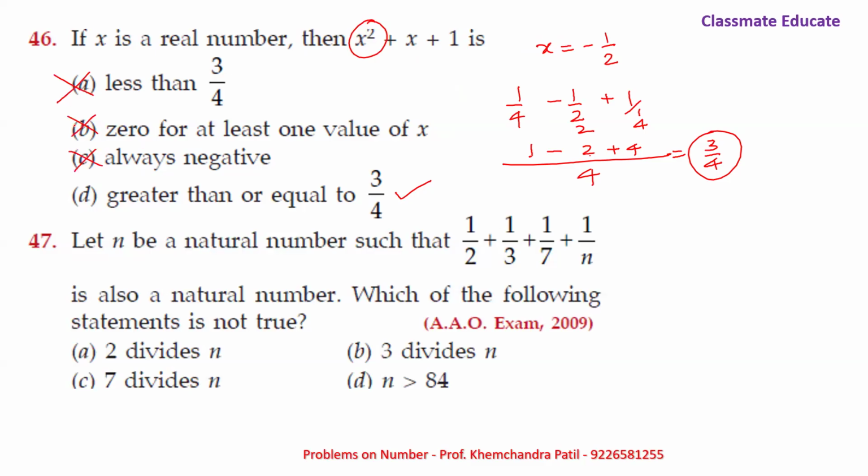So sometimes you have to play with the options. If n is a natural number, then 1 by 2 plus 1 by 3 plus 1 by 7 plus 1 by n, this is also a natural number. Natural numbers are never fractions. Then which of the following statements is not true?